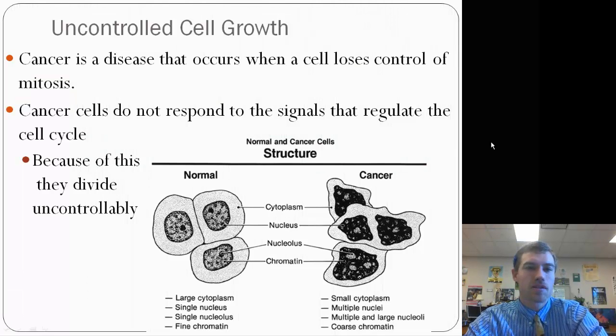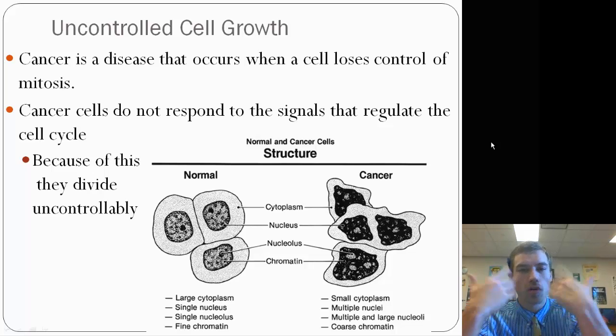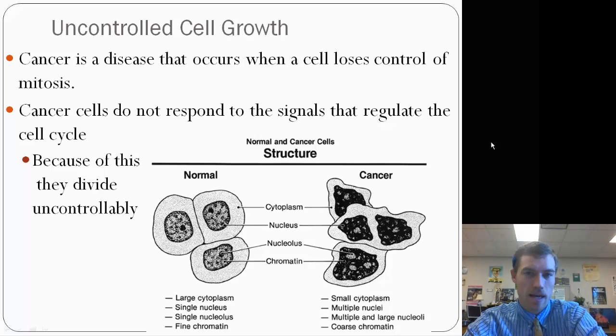So, what is cancer? Cancer is a disease that occurs when a cell loses control of mitosis. Remember, mitosis is the process that occurs in your normal everyday body cells, or somatic cells. It is the process of cell division, how your body replaces damaged cells or cells that have died. And cancer is when that process of mitosis somehow becomes abnormal and your cells begin to divide uncontrollably. So they're basically going through mitosis over and over and over again without slowing down at all. And what that does is it creates a mass of cells, which is known as a tumor.